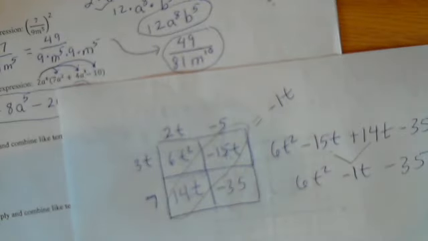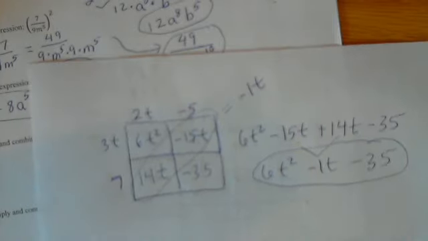I get the same answer I got when I was using the arrow method, the distributive method. Get the same answer with the box method. You watch the video one more time, decide which of these two methods you like the best, and we'll use it again on problem 22.